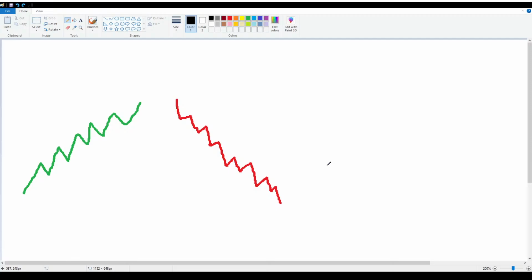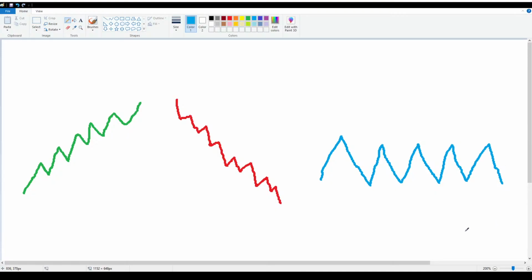And then the third condition that we have is when the market isn't making a clear uptrend or it isn't making a clear downtrend, but rather the market is moving between two levels, okay? Between two levels. So let's make it blue. Let's say the market now is moving in between two levels. It's not really getting out of these conditions or these levels, okay?